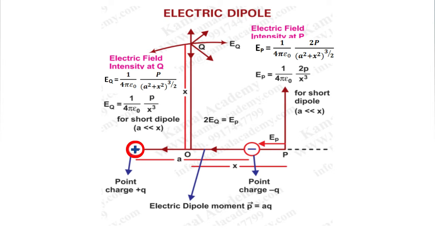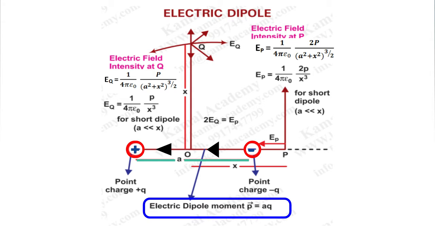Let a point charge +q and a point charge -q be separated by a finite distance a. Then this system is called an electric dipole, which has a dipole moment directed from negative charge towards positive charge. The magnitude of this electric dipole moment is the product of the charge and the distance between them, represented as p equal to aq.